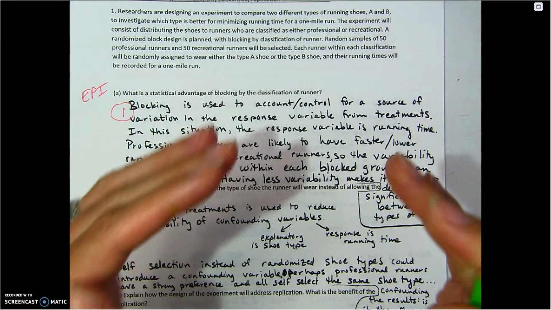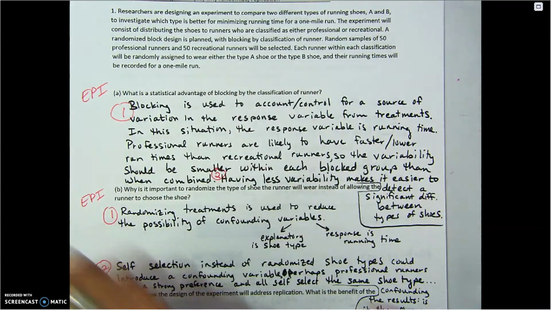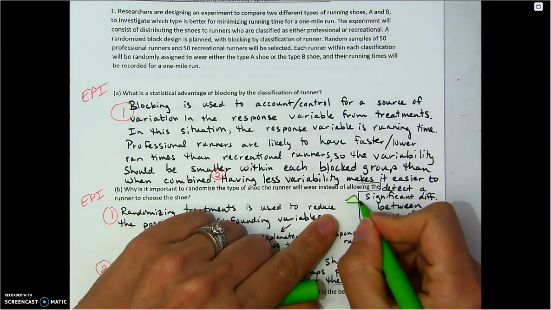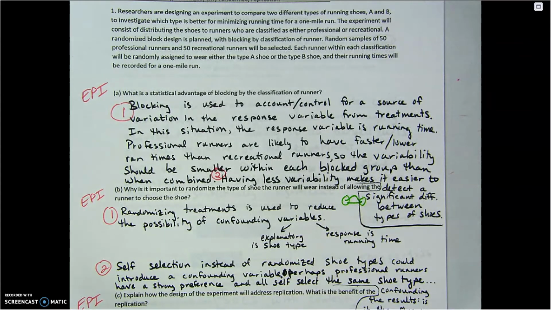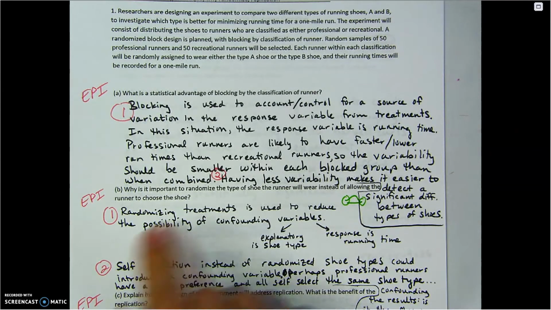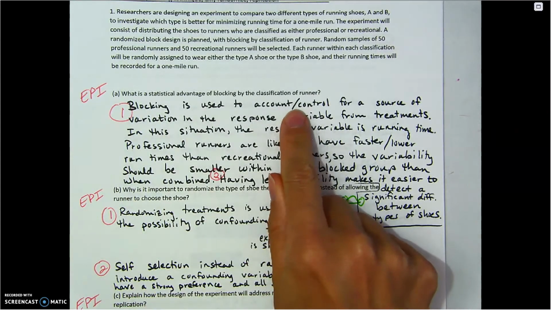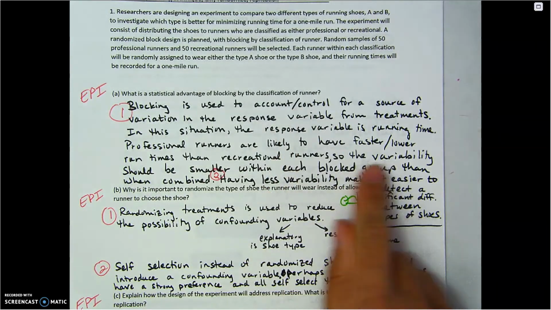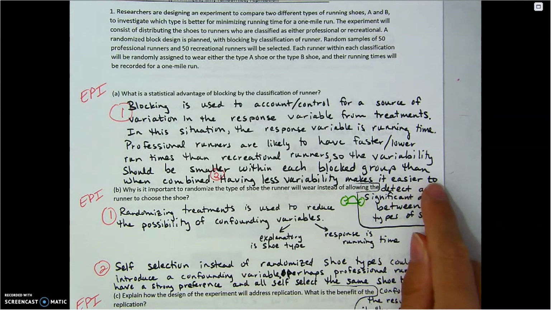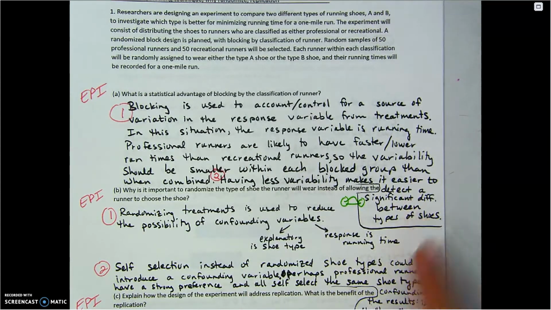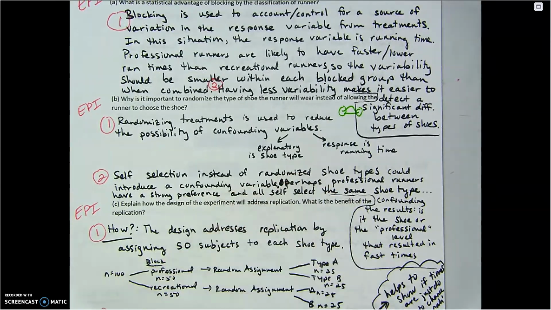Having less variability makes it easier to detect a significant difference between the types of shoes. All right, so if you've got less variability, it's easier when you get your little magnifying glass and you're looking at the tails, it's easier to find those significant p-values. All right, so blocking is a form of control. It's going to make your variability smaller within each group. Having less variability makes it easier to detect significance. All right, problem B, boy.